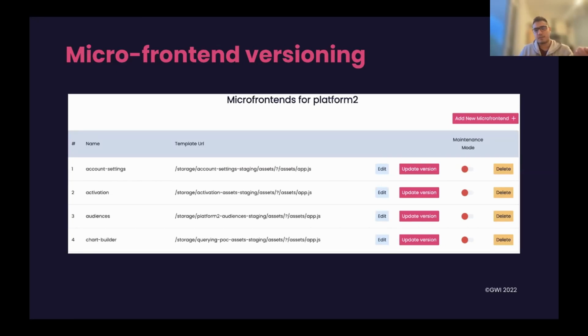A snip of our tool looks something like this, where you can see that, for instance, the application we are talking about is called Platform 2, and one of the micro-frontends it has is account settings. These account settings can be found in storage / account setting staging / assets, along with the version of the micro-frontend. We are able to either edit this path or update the version directly. We are able to set it to maintenance mode, or even delete it.